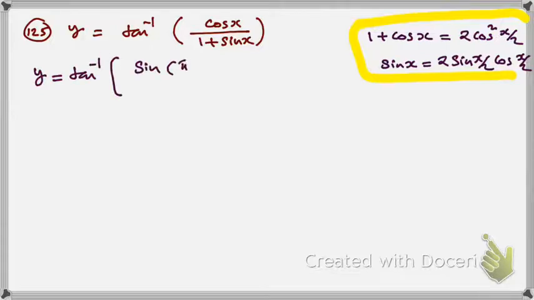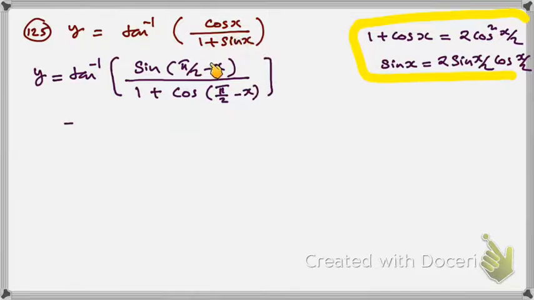So y is equal to, instead of cos x, we'll write sin of pi by 2 minus x divided by, denominator is 1 plus, instead of sin x, we write cos of pi by 2 minus x. Cos 90 minus x is sin x and sin 90 minus x is cos x. So we change cos x into sin of pi by 2 minus x divided by 1 plus sin x we rewrite as cos of pi by 2 minus x. Now for both numerator and denominator we have half angle formulae.